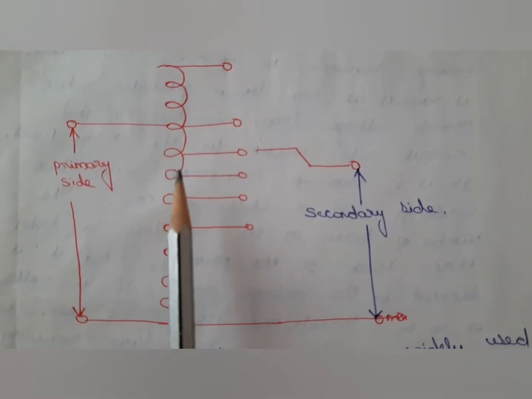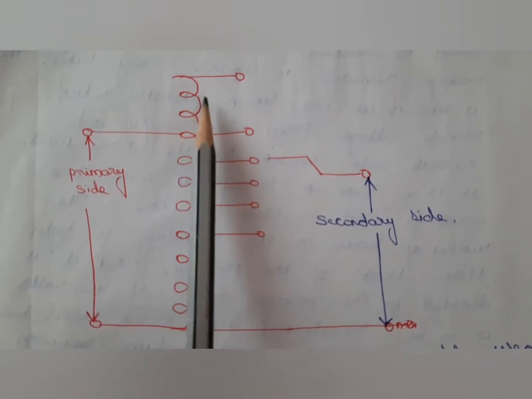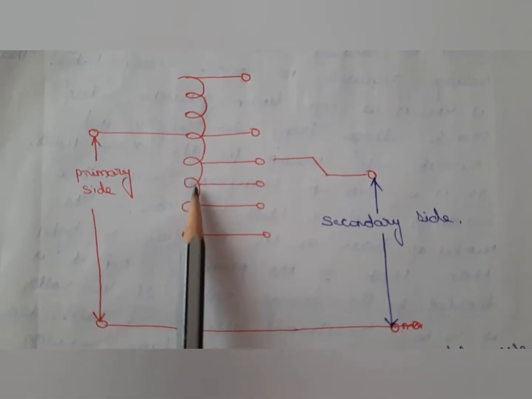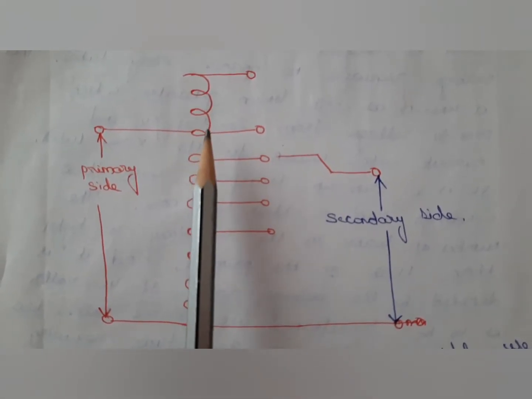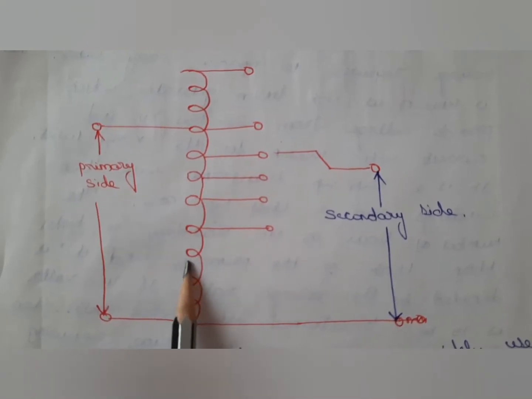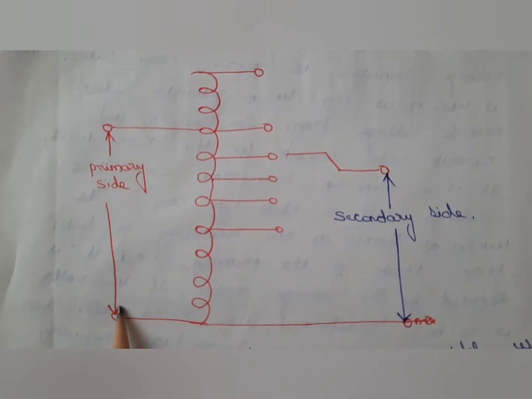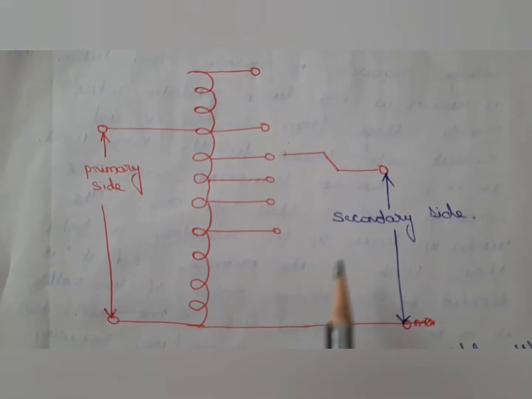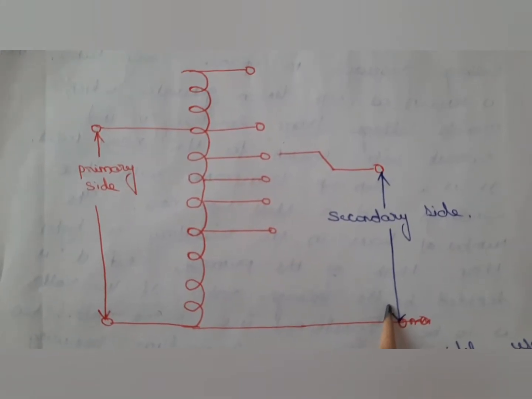So this is an autotransformer. Here you can see there is only a single winding wound on a laminated iron core. This autotransformer works on the principle of self-induction. Here you can see this is the primary side of the autotransformer. This is the secondary side of the autotransformer.